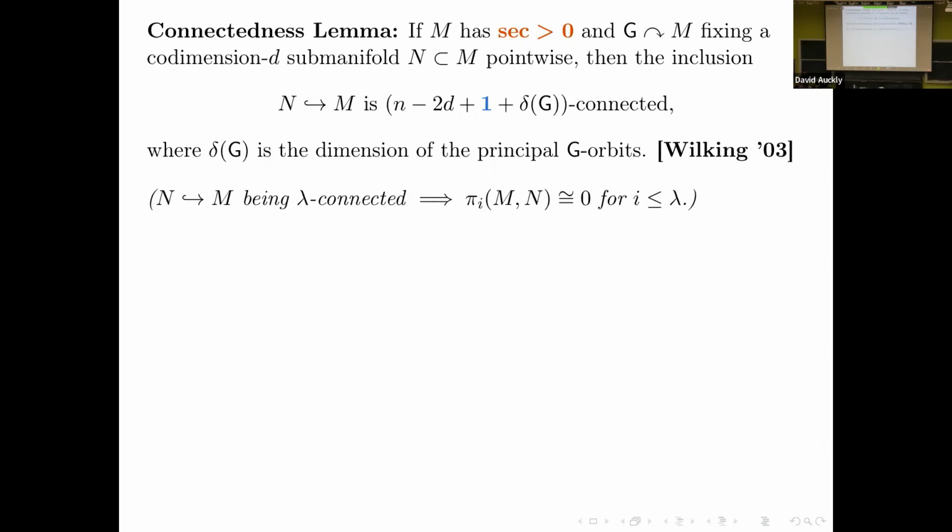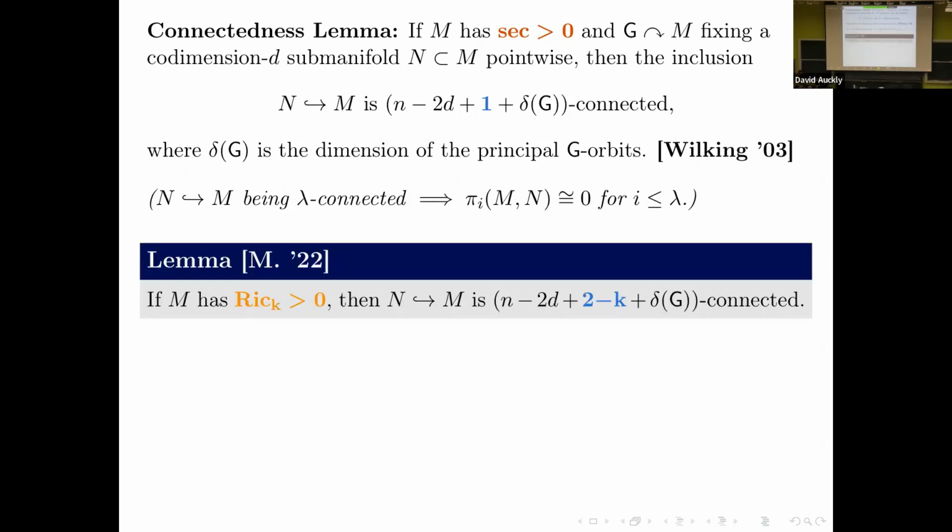All right, so in previous work, I showed that if you have positive intermediate Ricci curvature, then this carries over, but it gets worse. The connectedness is going to be less as K grows, because as K grows, you get a weaker and weaker condition, so you expect your conclusion to get worse and worse.